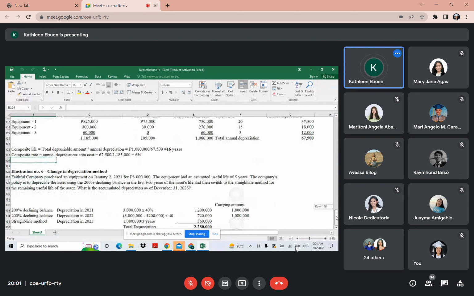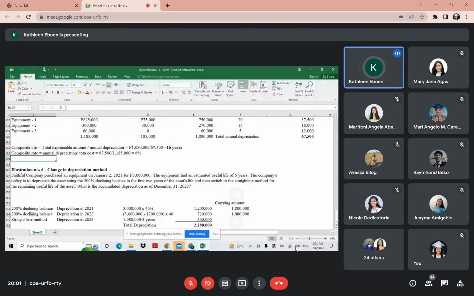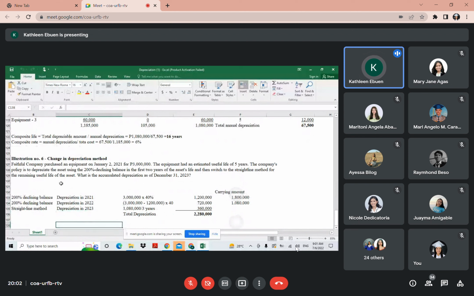So, last problem. So, change in depreciation. So, ang change po sa depreciation method is change in accounting estimate. So, therefore, hindi natin pinapalitan from the start po yung depreciation, but rather, ang pinapalitan na lang natin is the current.